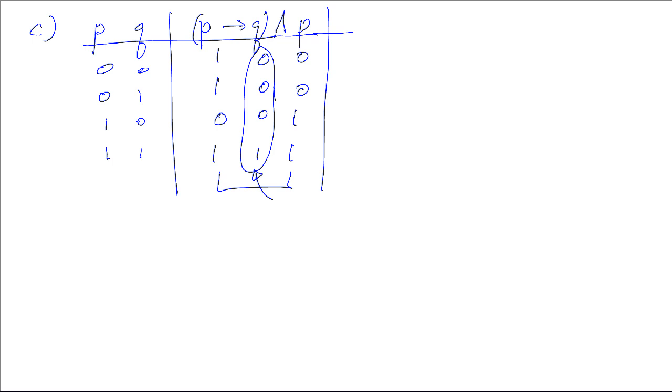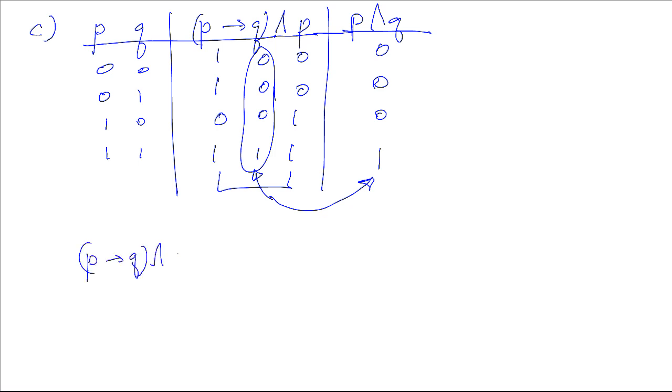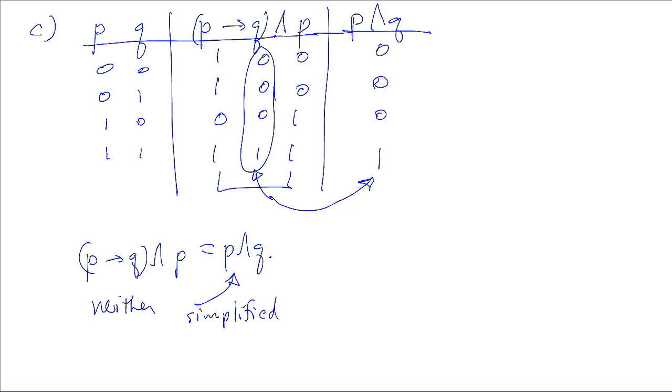And so I can write P and Q and write 0, 0, 0, 1, and that's the same as this. Hence, those two are the same, and I can write P implies Q and P is equivalent to P and Q. So it's neither, and here's the simplified statement. Okay? Finally, part D.